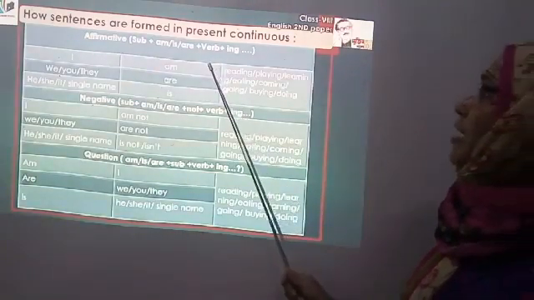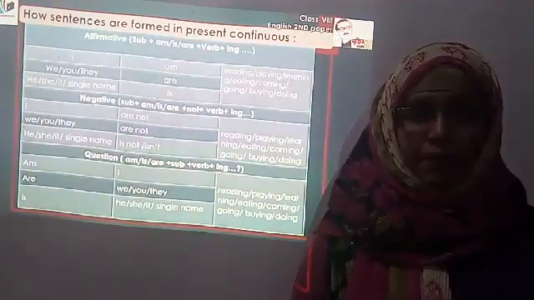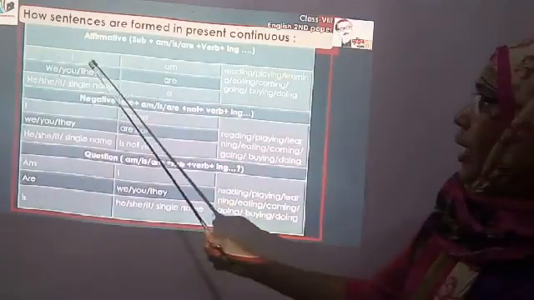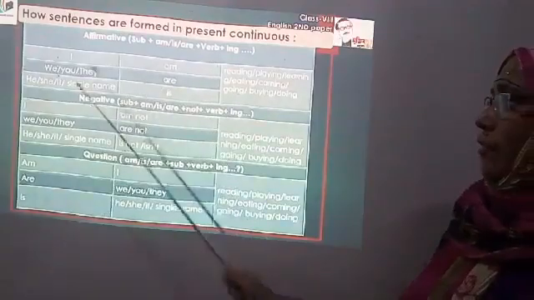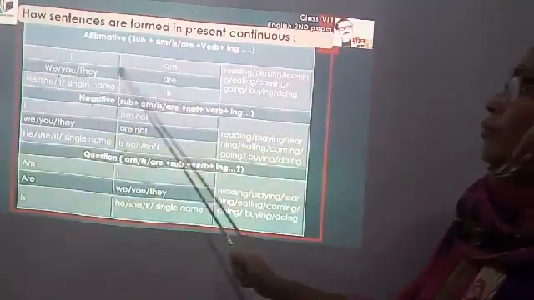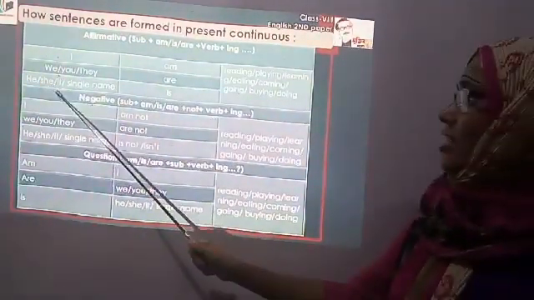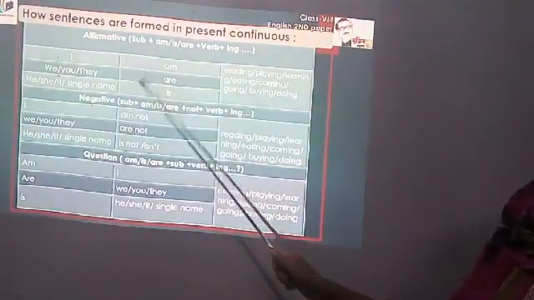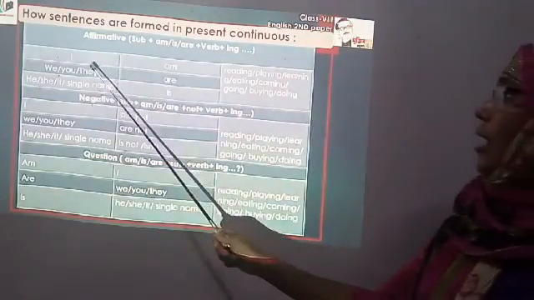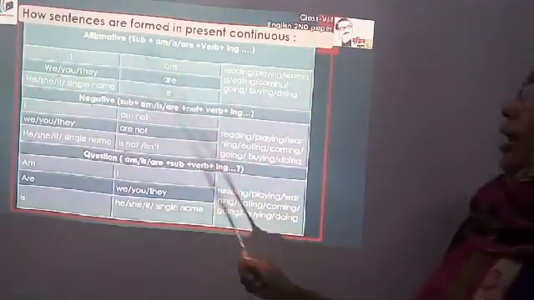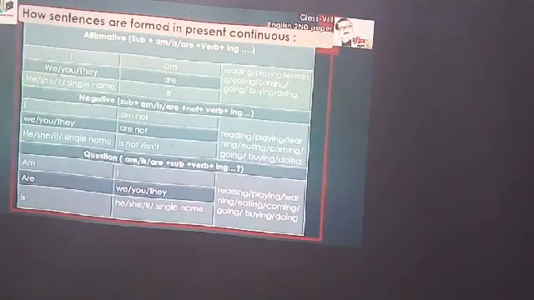And before the main verb, there will be an auxiliary verb. I will take am as the auxiliary verb. We, you, they will take are. He, she, it, any single name will take is. I am reading a book. I am playing football. I am learning English. I am eating rice. I am eating mango. I am coming home. I am going to school.